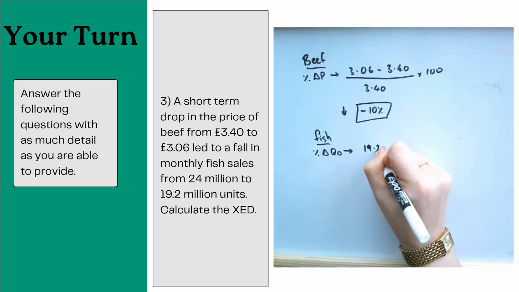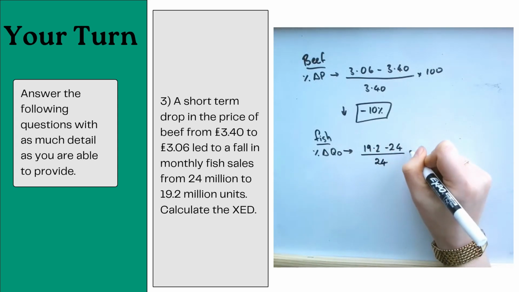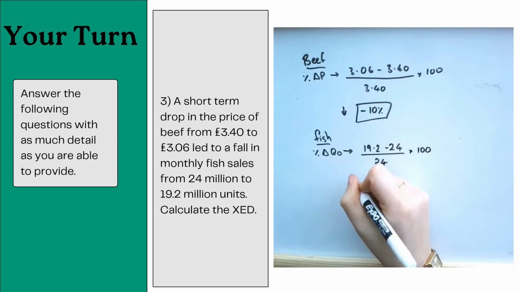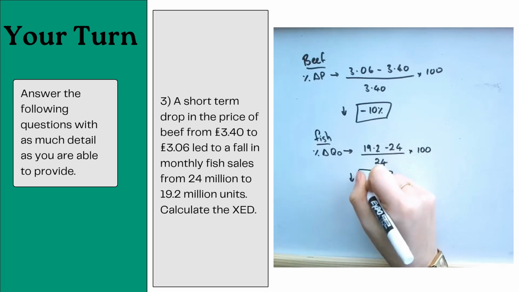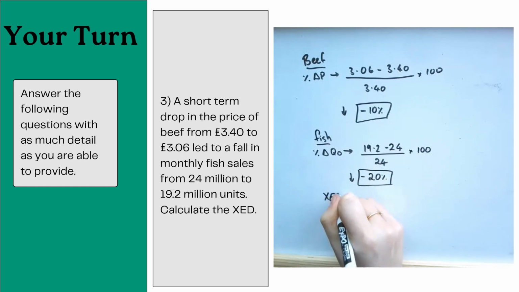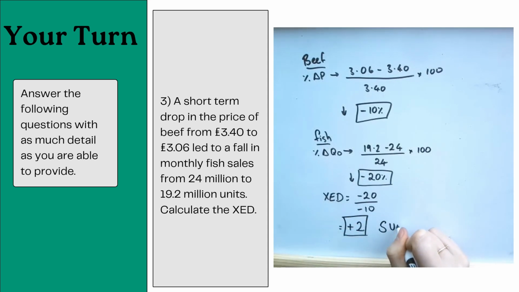The percentage change in quantity demanded for fish is 19.2 minus 24 divided by 24 times 100, and that's going to be a fall of 20%. So we're going to see negative 20. We know that to calculate XED, we work out the percentage change in quantity demanded of good A divided by the percentage change in price of good B. And so -20 divided by -10 gives us a +2. A positive XED value tells us that they are substitutes. So we know that fish is a substitute to beef.